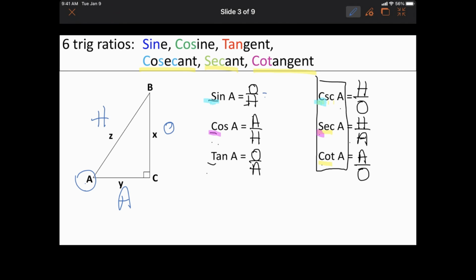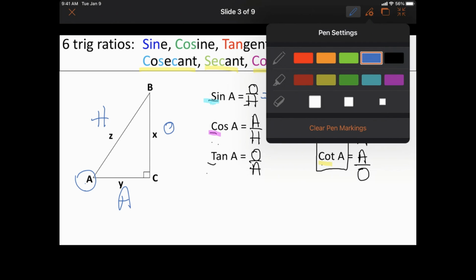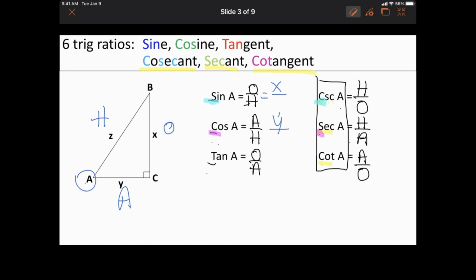So we've done these before, x over y, right? Opposite over hypotenuse, adjacent over hypotenuse. Oh my gosh, I did it again. So sorry, people. Okay. Adjacent over hypotenuse, and then tangent is y over, or x over z. Okay. Let me just double check. Yeah, looks good.